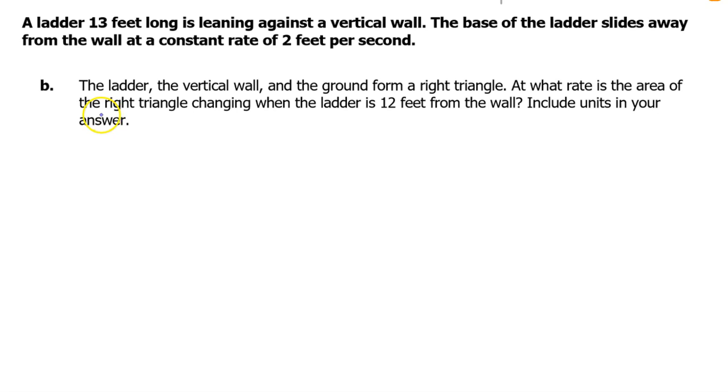Same setup, part B. The ladder, the vertical wall, and the ground form a right triangle. At what rate is the area of the right triangle changing when the ladder is 12 feet from the wall? Include units in your answer.